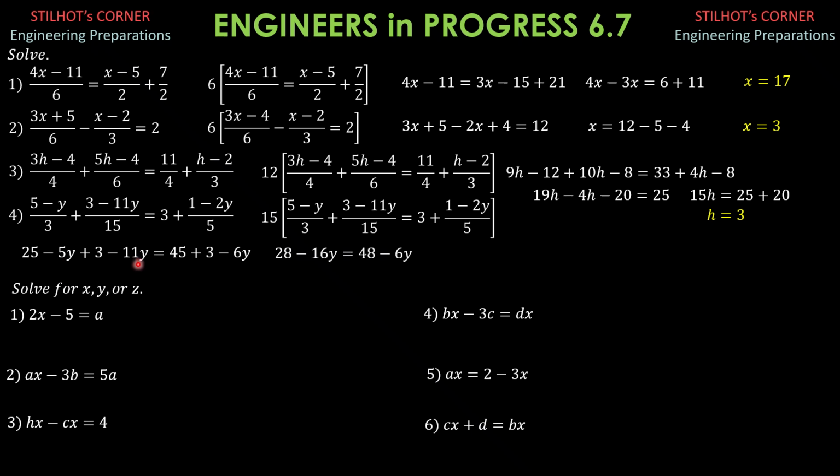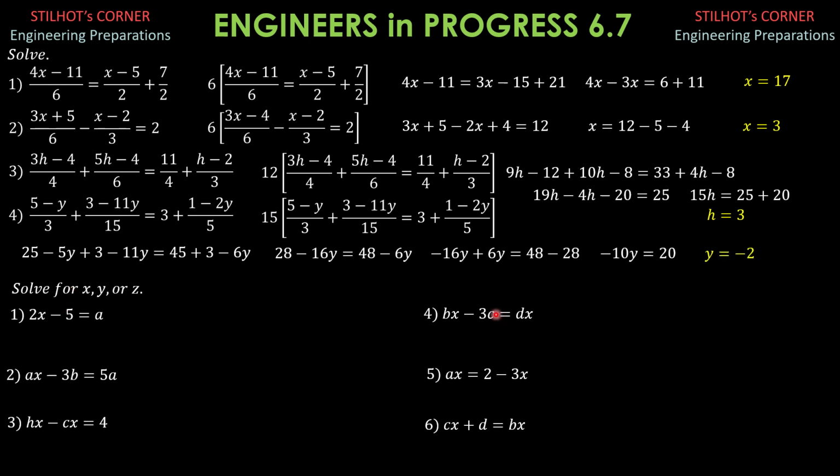28 minus 16y equals 48 minus 6y. Negative 6y plus 6y equals 48 minus 28. So this is negative 10y equals 20. Divide everything by negative 10. 20 over negative 10 is negative 2. So y is negative 2.